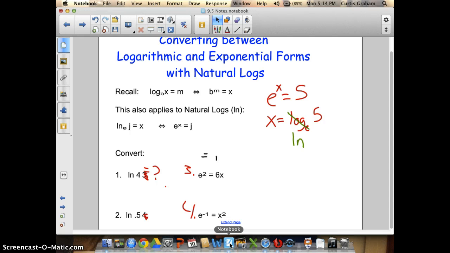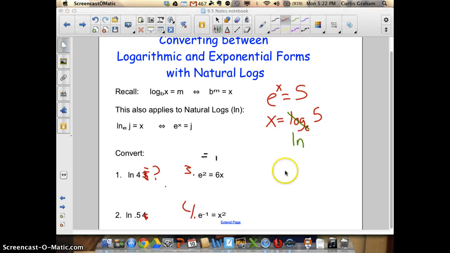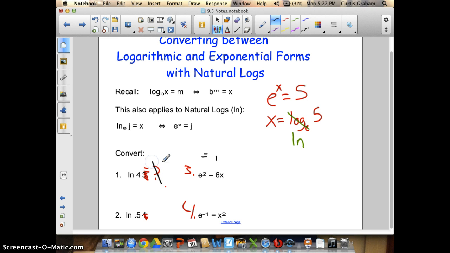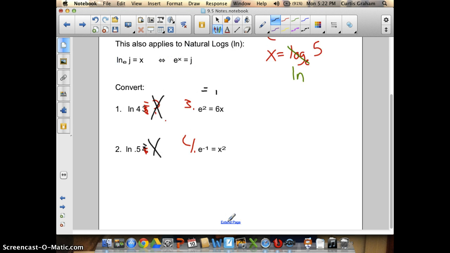Okay, so let's do a couple of these examples. Natural log of 4, I can just type that in my calculator. Alright, so now I'm going to ask you guys to do a couple of these problems. You can treat these as x's. And I want you guys to rewrite these using exponential forms and logarithmic forms.